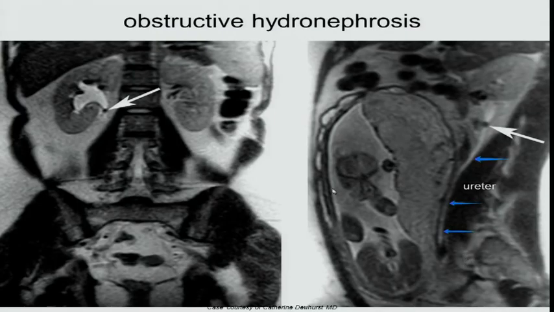Okay, so here we have a dilated collecting system, and we're lucky enough to see that calculus right at the UPJ. Here we are on the sagittal. UPJ, collapsed distal ureter.